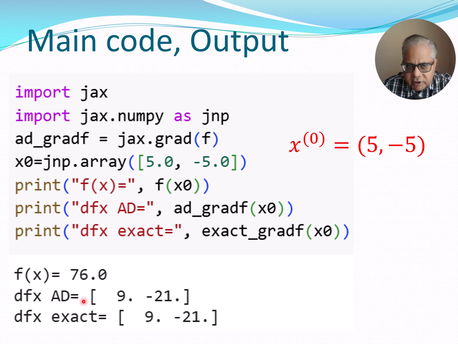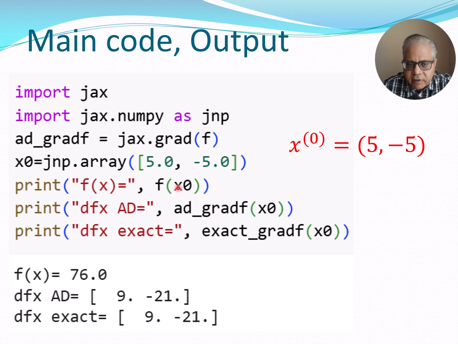So now let's write the main program. Once again, we import JAX, we import jax.numpy as jnp, and then we straight away invoke the grad method in JAX, and we define this thing called AD grad f, which we put whatever is coming in jax.grad of f into this particular variable. And then what I do is I define x0 as a vector of two dimensions. So this is 5 and minus 5.